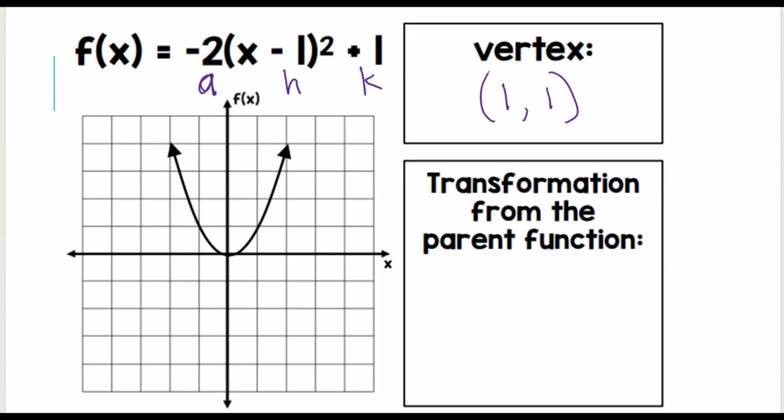And what is this -2 going to do? It's going to reflect it down. So it's going to be flipped down. And what is the 2? Is it going to make it more narrow or wider? More narrow. Yes. Yes, you guys are getting the hang of it. So we're going to go 1, 1. It flips down and it's more narrow.